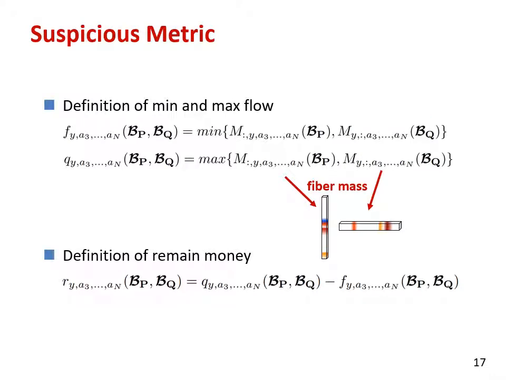In general form, we can define the minimum and maximum value between total money transferred into and out of a middle account, with other attributes also fixed, as F and Q. Here, M represents the mass of two fibers created by transfer flow. Then we can define the remaining money as the difference between the maximum and the minimum value.